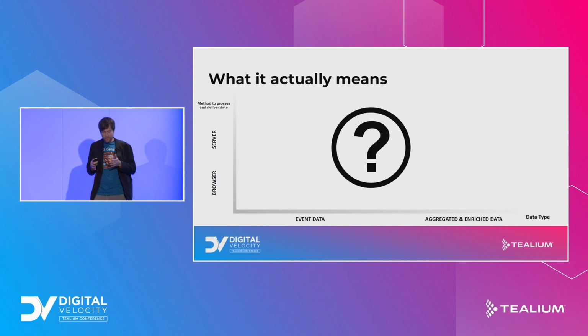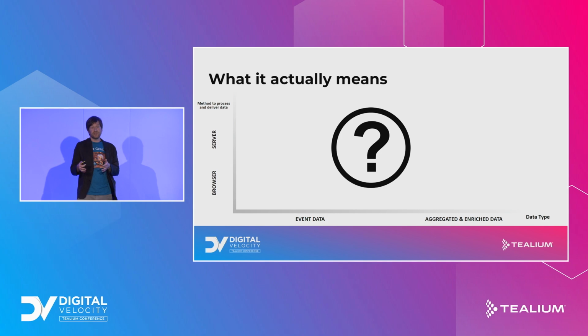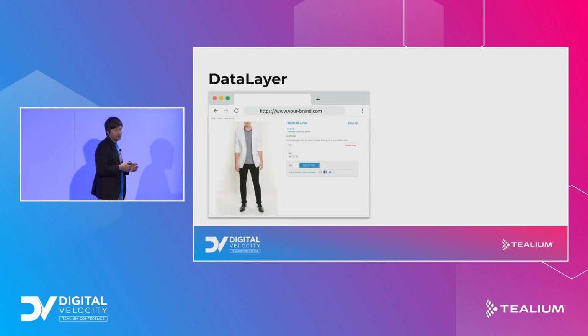On the one hand, you may have heard about event-based data. On the other side, I'm pretty sure you've already heard about aggregated and enriched data, but what does it actually mean? So let's start by talking about the data layer first.